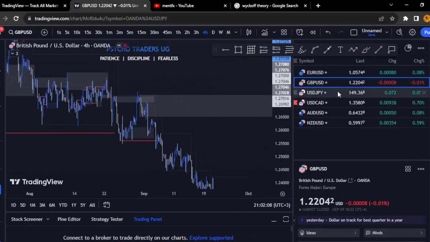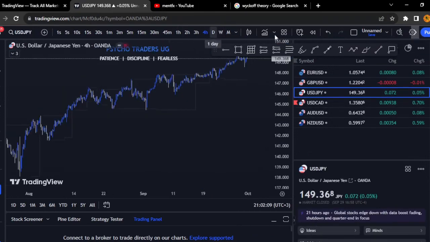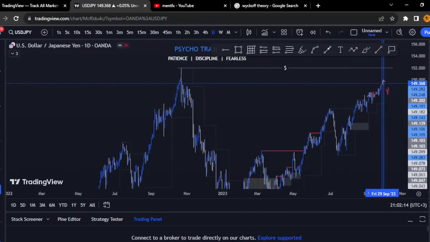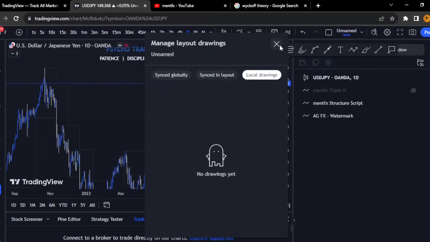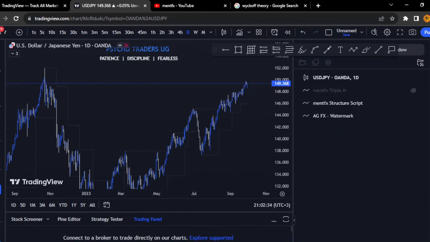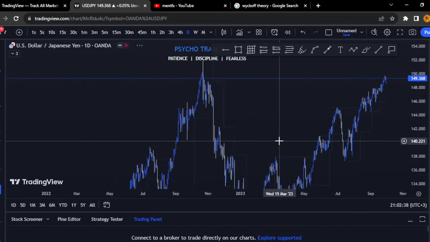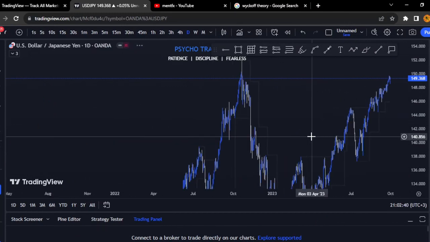So let's start with the daily UJ, because I've been selling UJ, I think, forever now. It's a very clean chart. This is what we are going to do. So I've been buying UJ since 4 months back. Last year, I've been selling UJ big time.